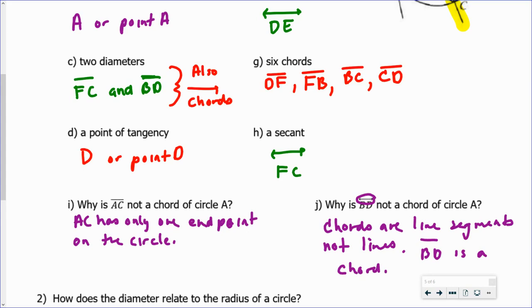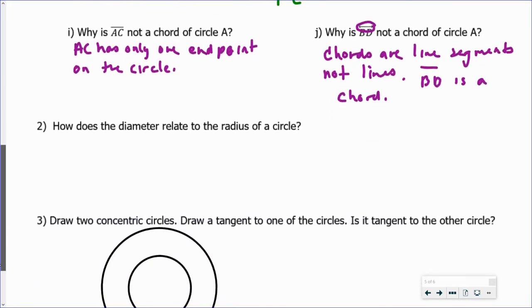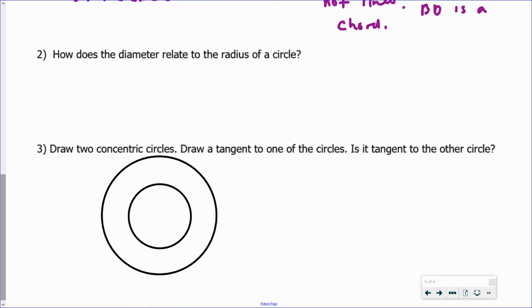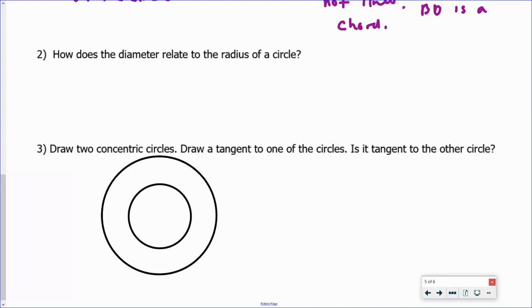All right, so that takes care of example number 1. Let's move on to example 2. This one asks, how does the diameter relate to the radius of a circle? Well, I'm going to write this as an equation. We're going to come up with 2 equations here. Let D equal the diameter of the circle, and R equal the radius.